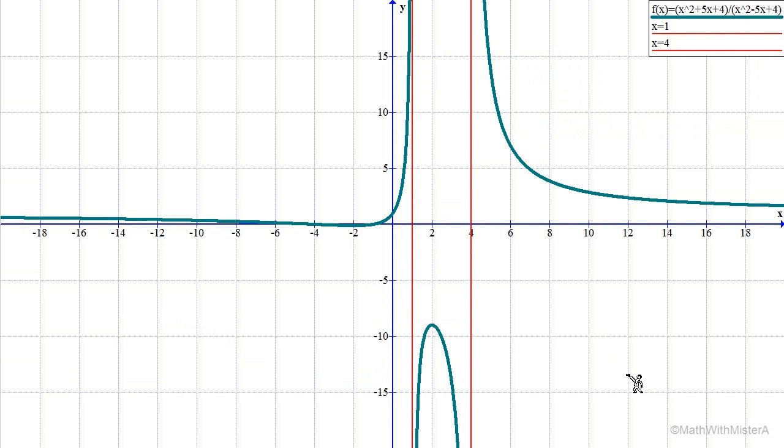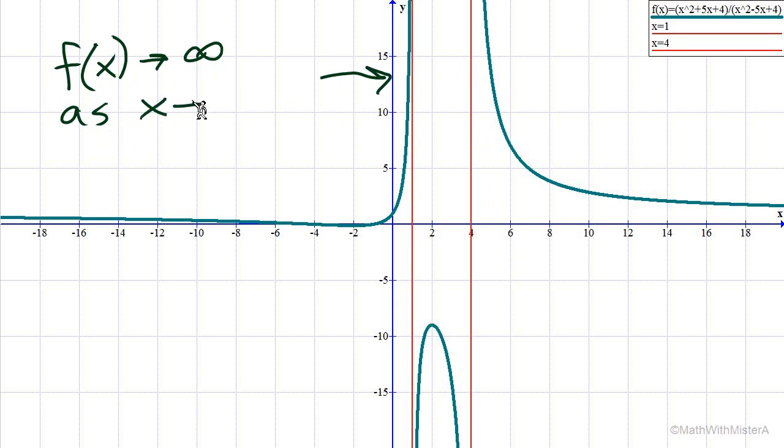Here's another example we had. X squared plus 5x plus 4 over x squared minus 5x plus 4. We have two asymptotes. I have them drawn there in red. So let's talk about what's happening as our graph runs alongside the vertical asymptotes. This branch here, it's going in the positive direction. Our function approaches positive infinity as x approaches, now what number is it in this case? Positive 1. So as x approaches 1, and our graph is on the left side of that asymptote, as x approaches 1 from the negative side, from the left side.